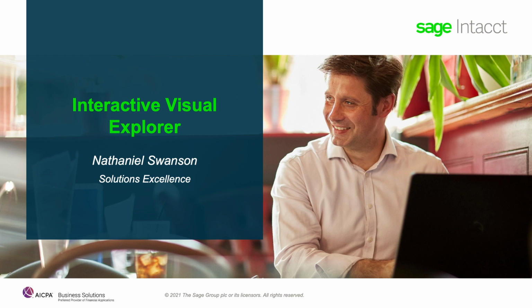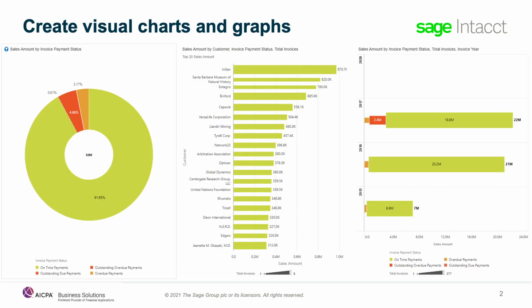We're going to be going over some of the features available in Sage Intacct's new visual reporting application, the Interactive Visual Explorer. The Interactive Visual Explorer, or IVE for short, lets you explore your company's financial and operational data through visualizations that are simple to make, yet powerful in the insights that they can provide. This insight helps you make better, informed business decisions at every level of your organization.